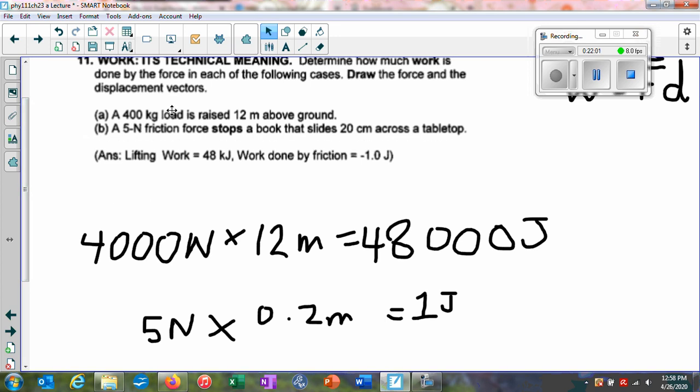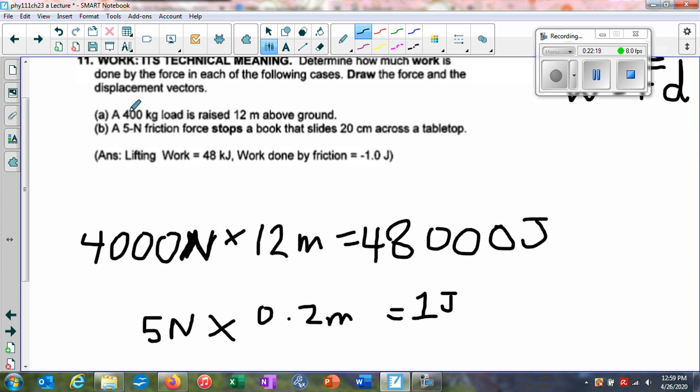I'm not just going to take 400 kilograms and multiply it by 12 meters, because 400 kilograms is not force, it's mass. So for force, I need its weight. And that's an N, not a W. It just got a little messy there. So let's try to make this a little better for you.